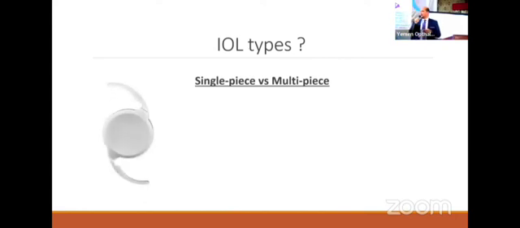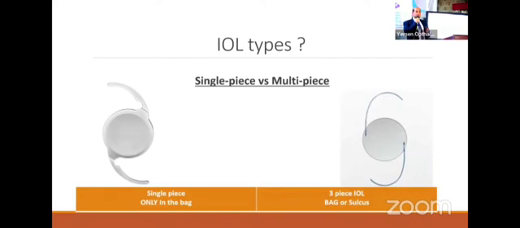Coming to the IOL types, we have two types, single-piece and multi-piece. For in-bag implantation, you can use either single-piece or multi-piece. But for sulcus, please only implant a 3-piece IOL. Please only implant a 3-piece IOL. If you are implanting a foldable single-piece IOL in the sulcus, it will move. In many cases, it will move with the pupillary dilatation. The pupil will move, and the IOL might be decentered. A 3-piece IOL usually will be more stable.